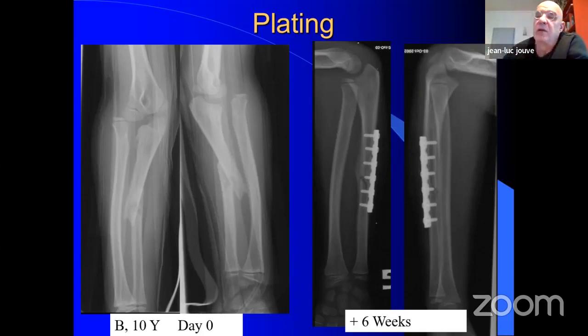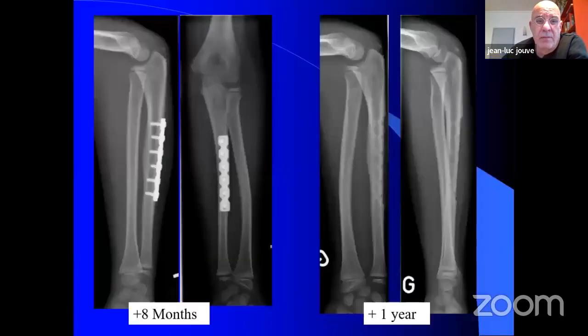If it is too late, in most cases, you have to do a direct approach of the radial head, but at the first stage, osteosynthesis is not necessary. This is the result at 8 months, the result at 1 year with a stable radial head, stable elbow, and a good result. So remember that you have to check very carefully the radial head in all the forearm lesions of the kid.